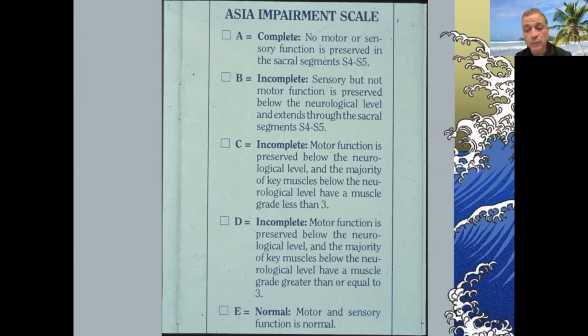A is those that are complete with no motor or sensory function below the level of injury. B is incomplete with complete loss of motor function, but sensory preservation, including, again, examination of the perianal area to see if there's any preserved sacral function. That would be in B. C is sensory incomplete and motor incomplete, but the motor function is less than 3 on 5. D is obviously a lesser form of injury, sensory incomplete, motor incomplete, but the motor function is greater than 4 on 5. And then E is normal.